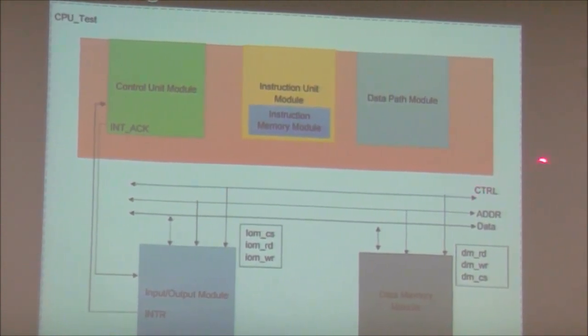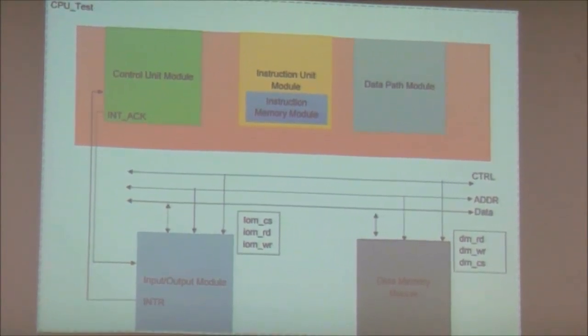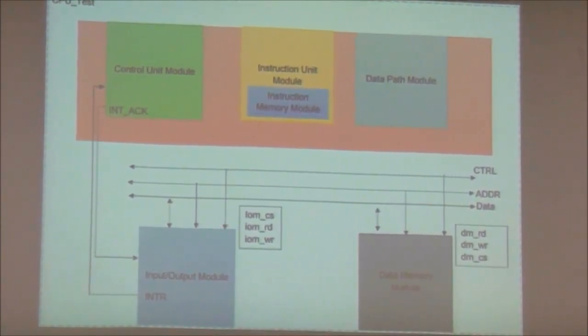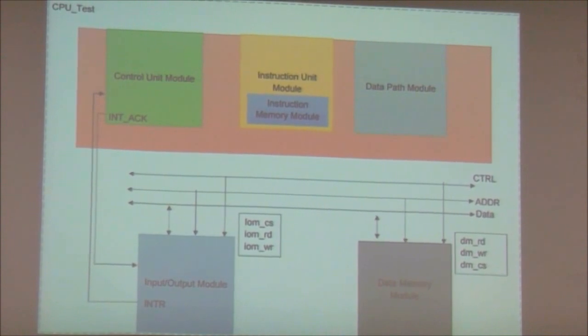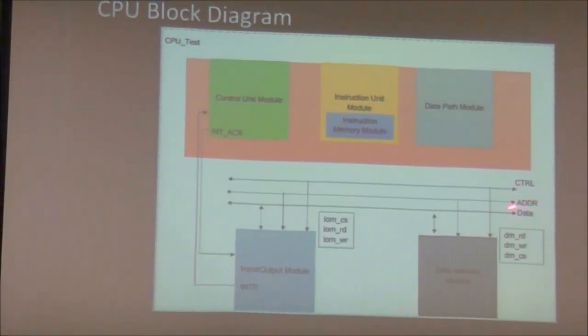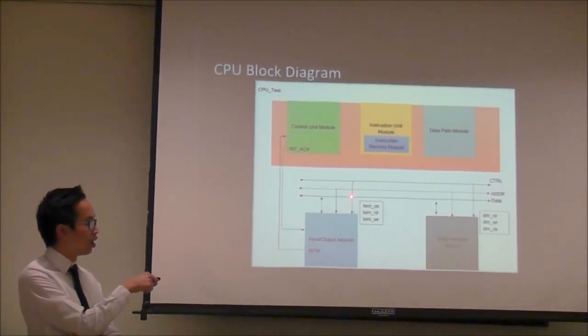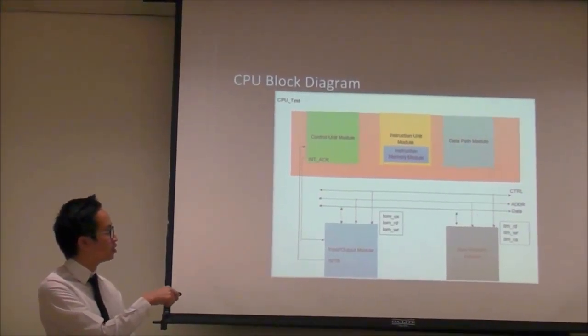The control bus consists of all the control signals that allow you to read and write from memory, and also the chip select function. The address field specifies which address to either read or write from when accessing these two memory modules. And the data bus is the actual bus that is used to write to the memories.